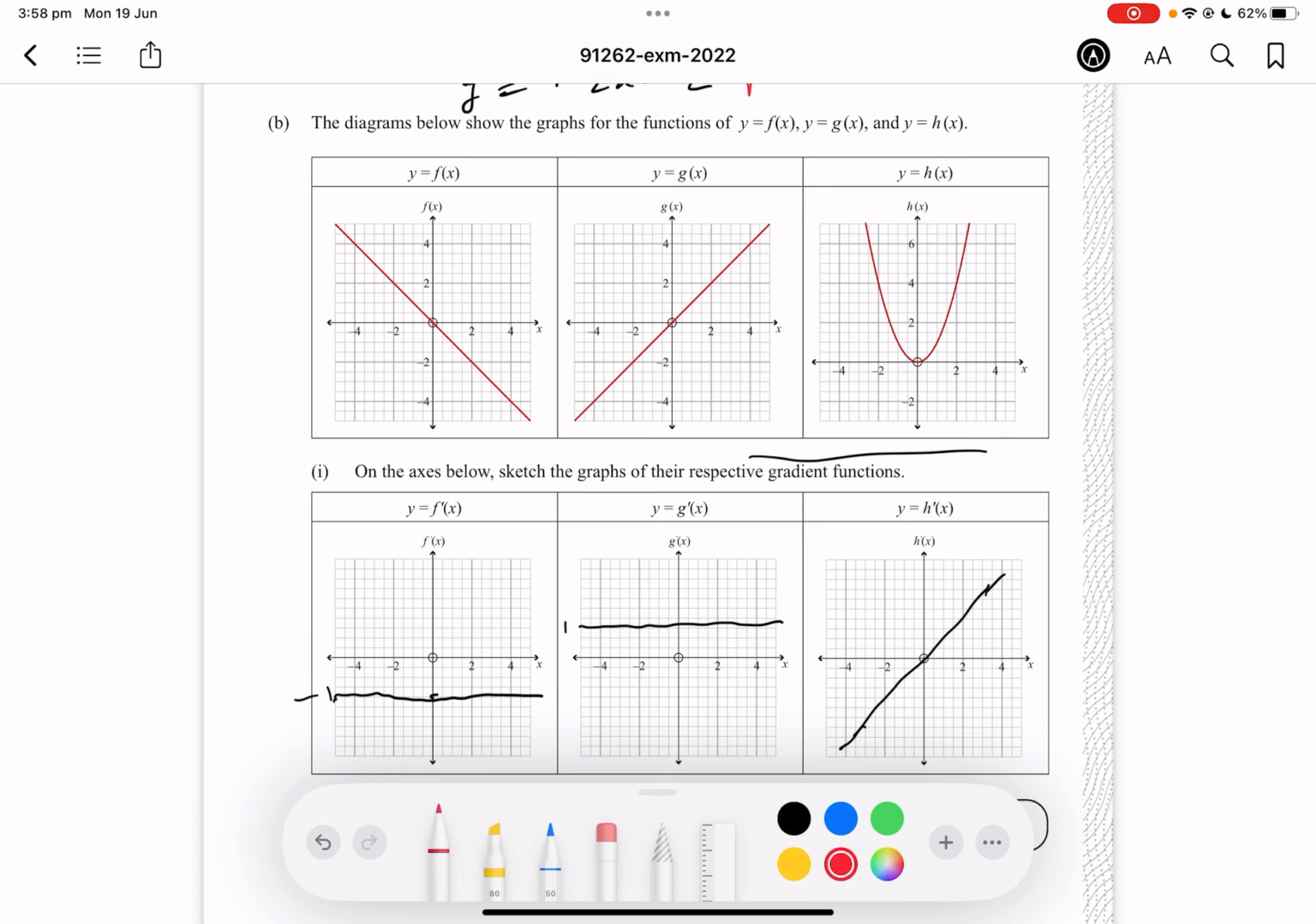And this is an achieved level grade, and you can get an achieved by just drawing the two gradient graphs correctly. That will get you an achieved grade there.